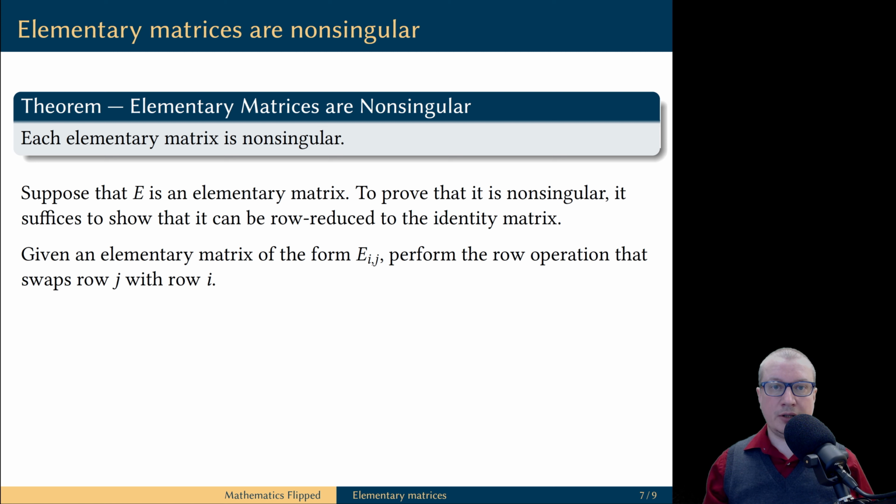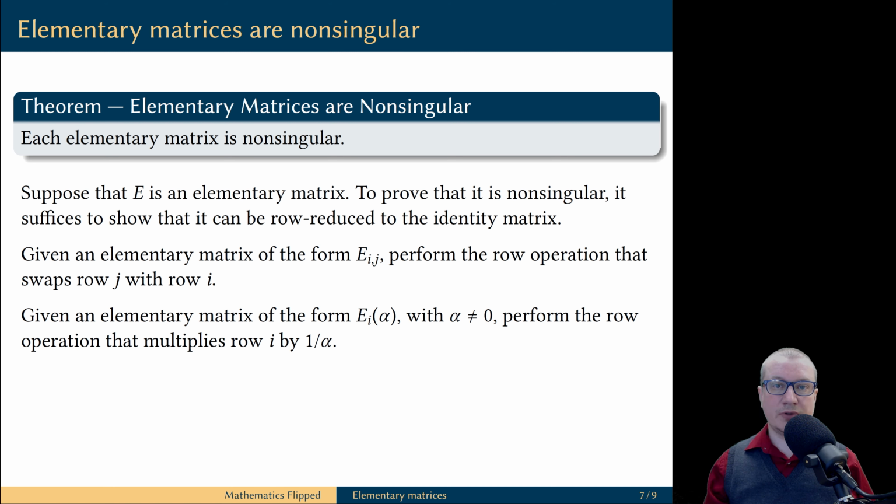If an elementary matrix was obtained from the identity matrix by swapping rows i and j, then to reduce this matrix back to the identity matrix, we again swap rows i and j. If the elementary matrix was obtained by multiplying row i of the identity matrix by non-zero scalar alpha, then to go back to the identity matrix, we scale row i of this matrix by 1 over alpha.